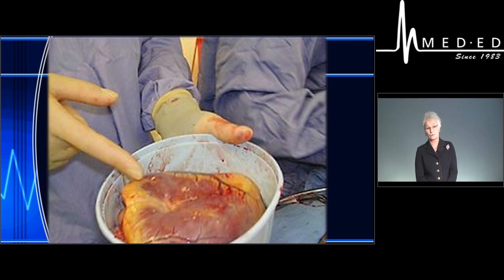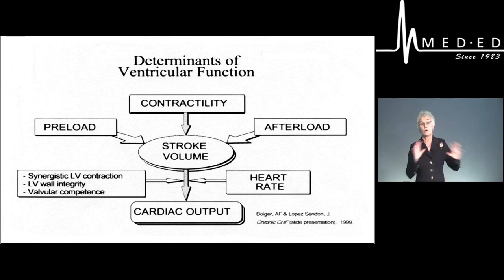Now, the reason the scrub tech is still pointing to that heart is because it's been out of the body for about 7 minutes and it's still fibrillating. It's still shaking in the bucket. Kind of eerie. But it's a very good picture. Now, this young man who got the transplant had normal coronary arteries. He had idiopathic cardiomyopathy.